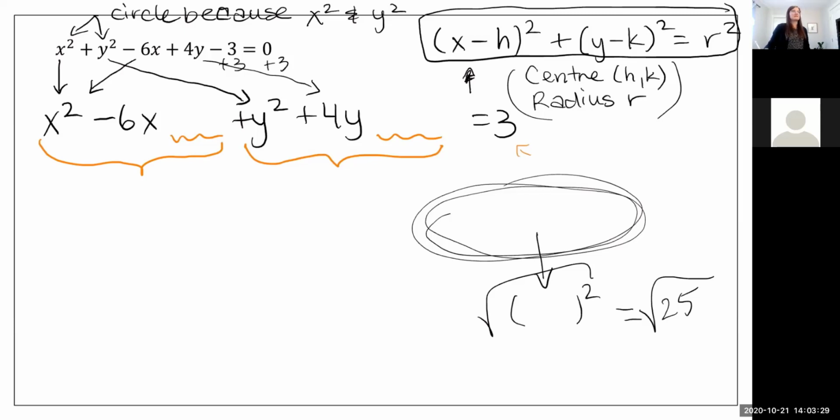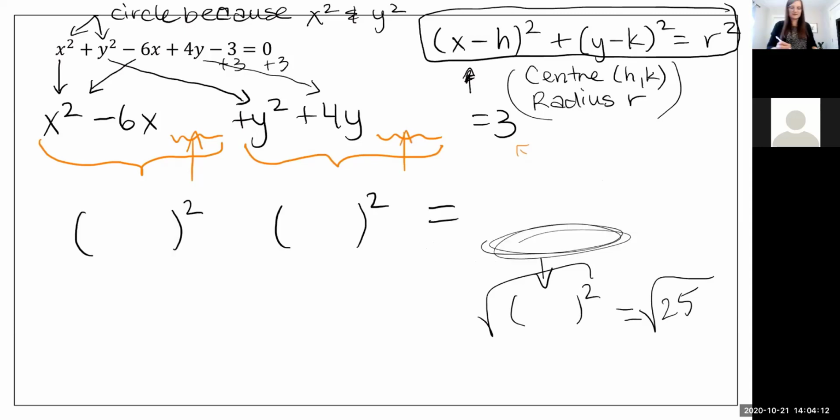So take a minute and think about what you need to add for the x part in order to make that a perfect square, and what you need to add for the y part to make that a perfect square. Okay, 9 and 4, yeah. So remember, half of the middle term squared gave us the perfect part. That would make this an x minus 3. And you can multiply that out and check it and see.